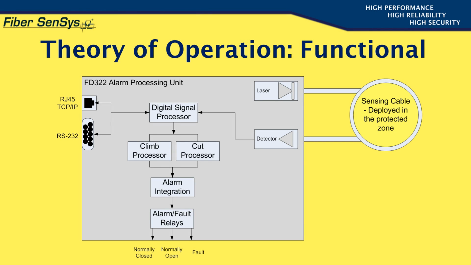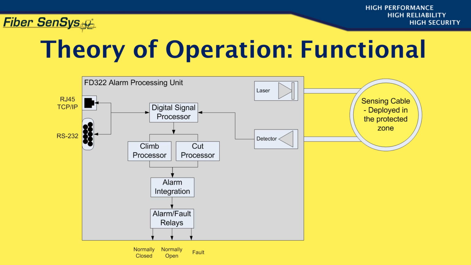In this training module, we'll concentrate on the theory behind the FD322's operation, starting with the functional block diagram of the APU. The internal hardware and processes are shown inside the gray rectangle in this illustration. The process starts out with light from a laser diode being injected into the sensing cable, which is deployed on the fence. The light propagates through the sensing fiber and returns to the unit's detector, which converts the light into an electrical signal that is amplified and filtered.